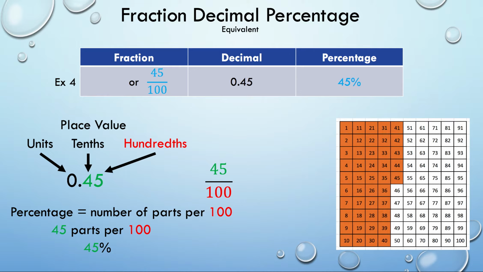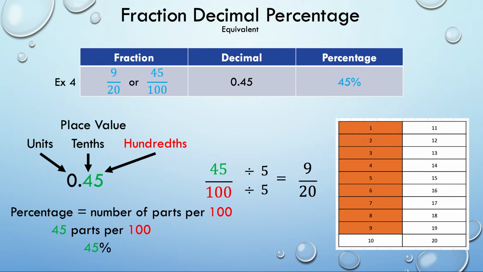And as you can see, there's an OR, so that means we have to simplify. How do you know? Well, because it ends in a 5 and a 0, our two numbers do. So therefore, we need to divide both of those numbers by 5. And 45 divided by 5 and 100 divided by 5 is 9/20. And as you can see, our model has changed. Instead of having 100 equal squares, we now have 20 equal rectangles with 9 of them shaded.